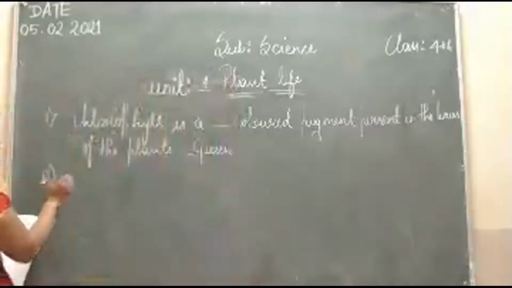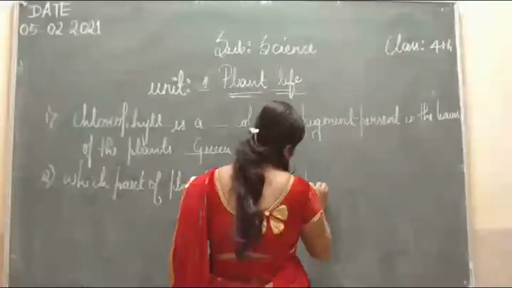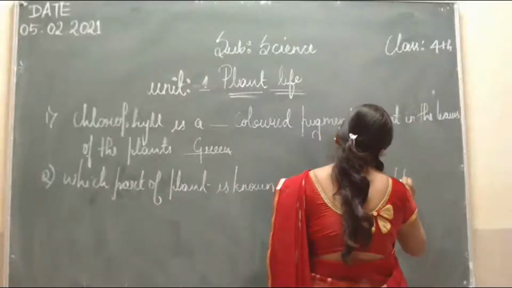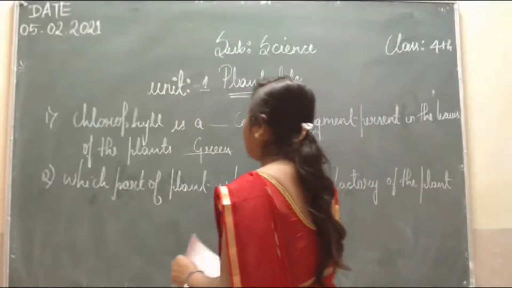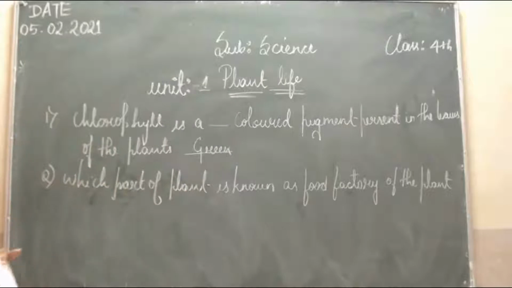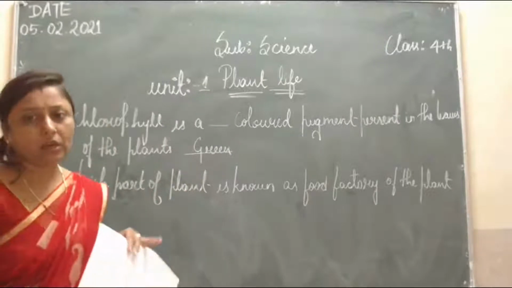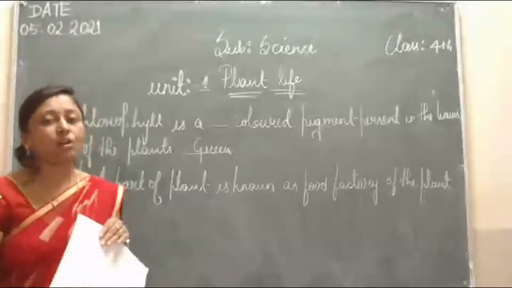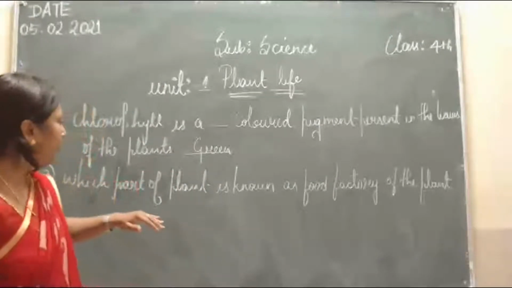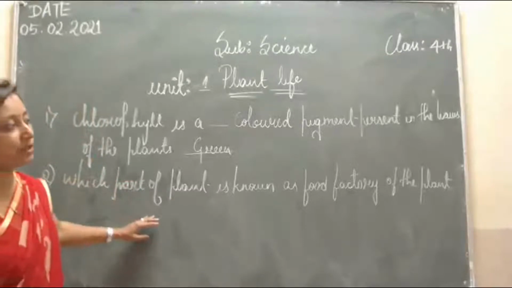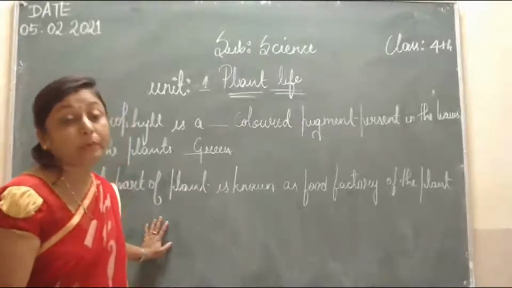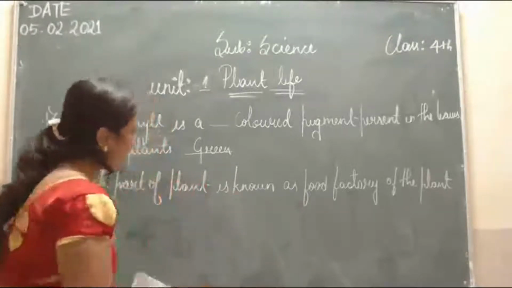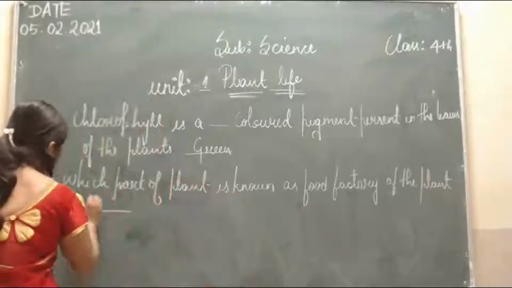Second question, food factory. Which part of a plant? We have several parts of a plant. Yes or no? We have stem, branches, leaves, fruits, flowers, seeds. These are the parts of a plant. In the same way, which part of a plant is known as the food factory of a plant? Leaf is called a food factory of a plant.